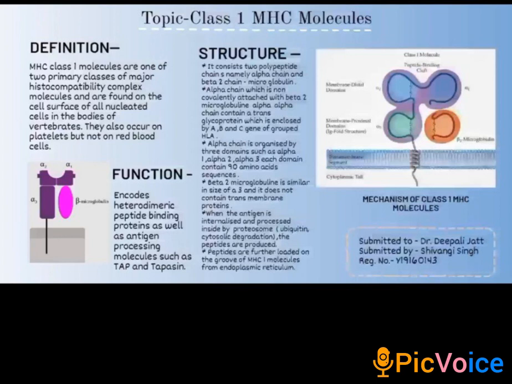Functions of class 1 MHC molecule. It encodes heterodimeric peptide binding proteins as well as antigen processing molecules such as TAP and TAPSIN.